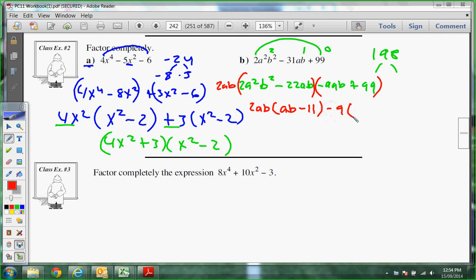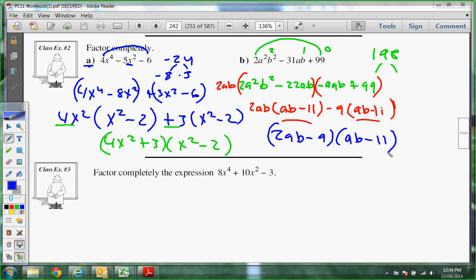Good. Now, this is kind of what we're talking about in our warm-up. See how this one's a negative one? I'm going to take out a negative in this case. Okay? That's when I'd like to do it. AB minus 11. All right, so again, they match, so we feel good about it. Push the 2AB minus 9 together, and we're done. 2AB minus 9 times AB minus 11. Okay?